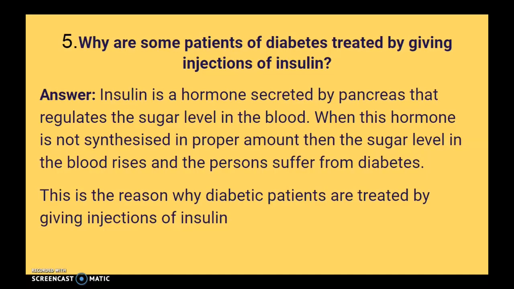Why are some patients of diabetes treated by giving injections of insulin? Answer: insulin is a hormone secreted by the pancreas that regulates the sugar level in the blood. When this hormone is not synthesized in proper amount, then the sugar level in the blood rises and the person suffers from diabetes. This is the reason why diabetic patients are treated by giving injections of insulin.